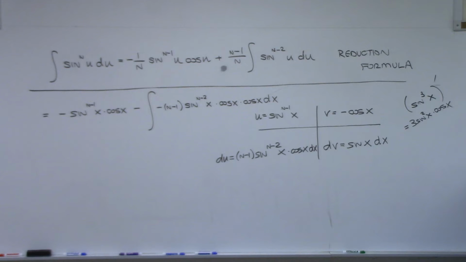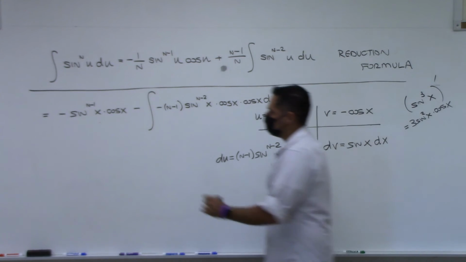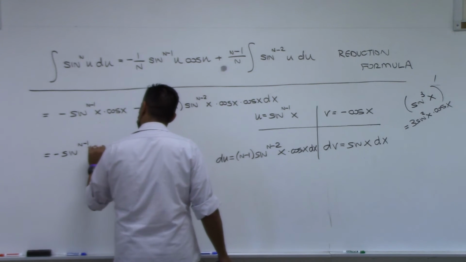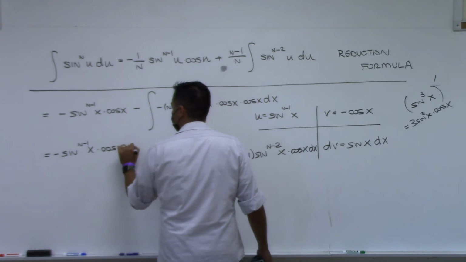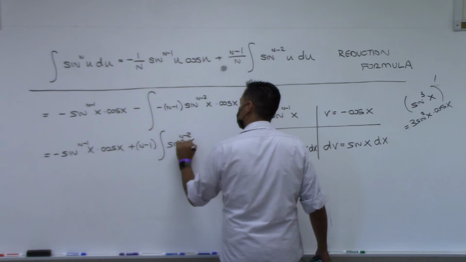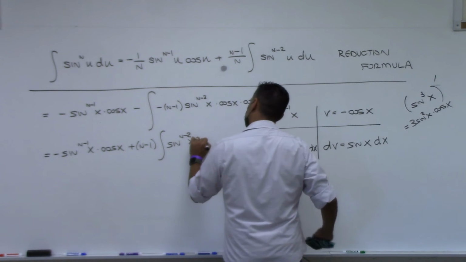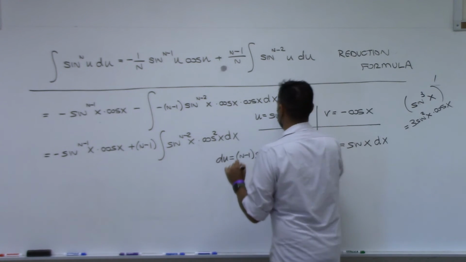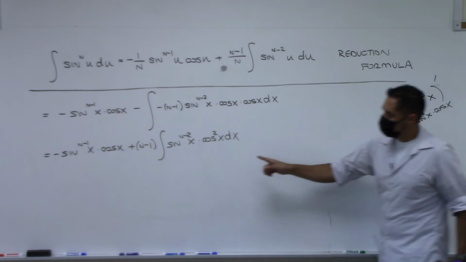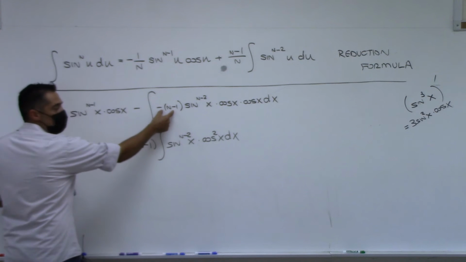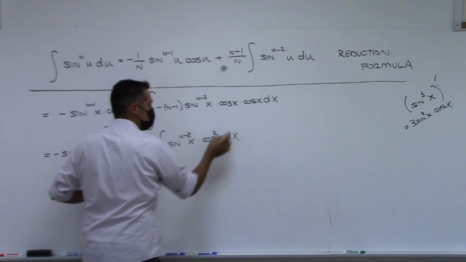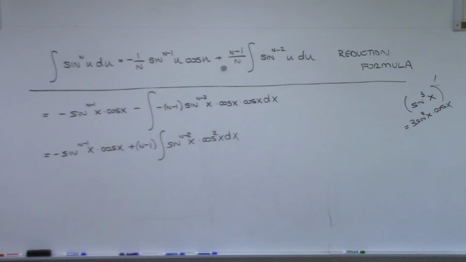Okay, all right. I get time to clean this up. This is negative sine n minus 1 of x times cosine of x. This can become plus n minus 1 integral sine n minus 2 of x cosine squared x dx. I brought the negative n minus 1 to the outside, and that changed it to a plus n minus 1. And then this is just this, and then cosine is cosine squared. So that's where we are, right? Any questions there?